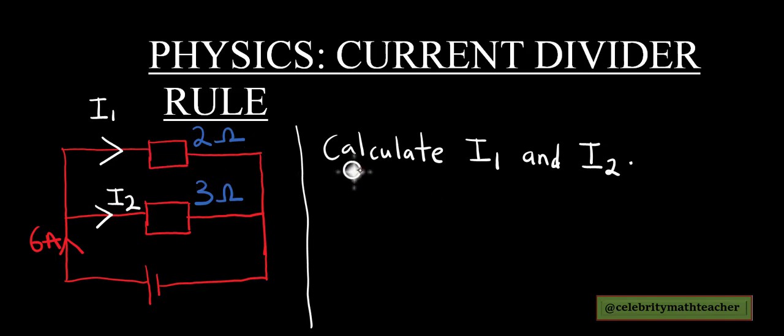All right, we have a question here based on this circuit. We want to calculate I1 and I2. This is I1 here and this is I2. The main current coming in is 6 amps. Okay, so solution.